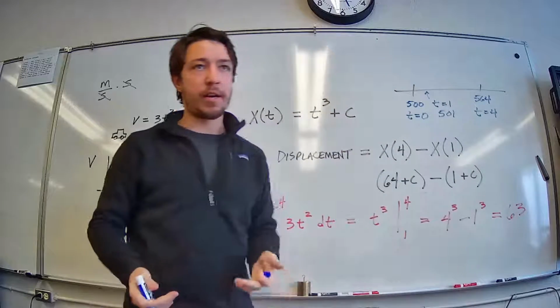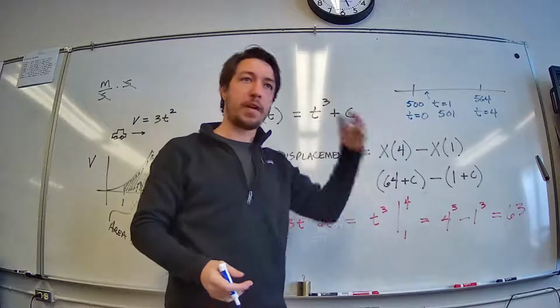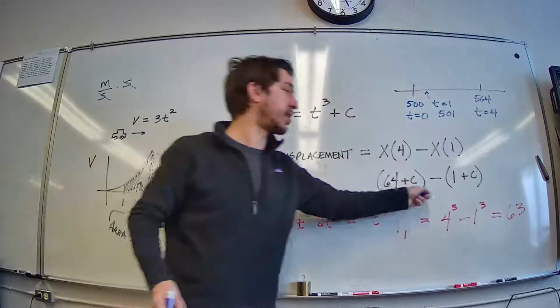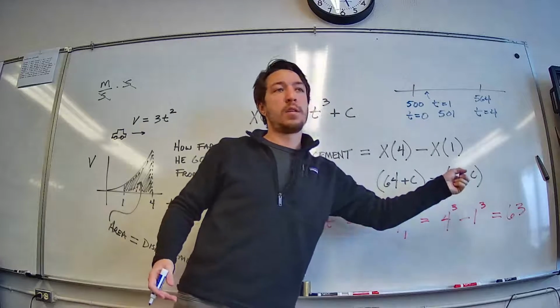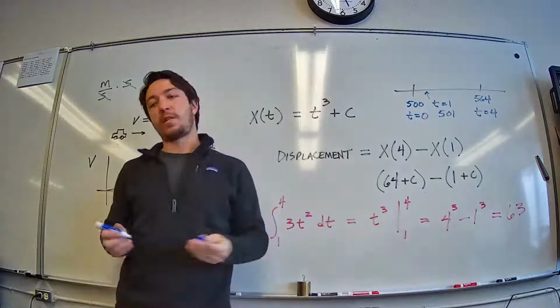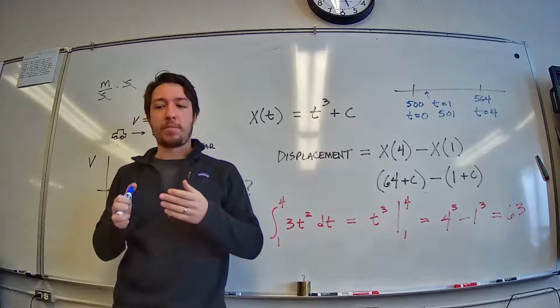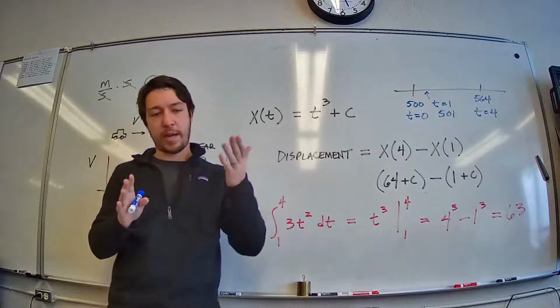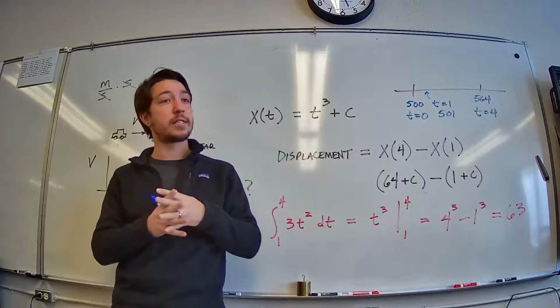Now that 500 was arbitrary. He could have started at 900, and the numbers would have worked out the same. That's why C is canceling out here. Okay, that makes sense, because all we're caring about is how much position he gained or lost. We don't care where he started. That makes sense. Yes, Kate.